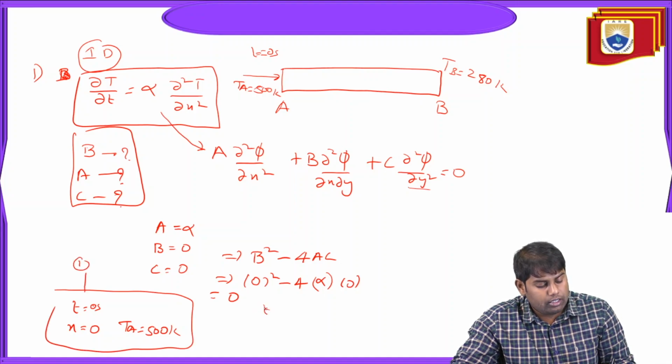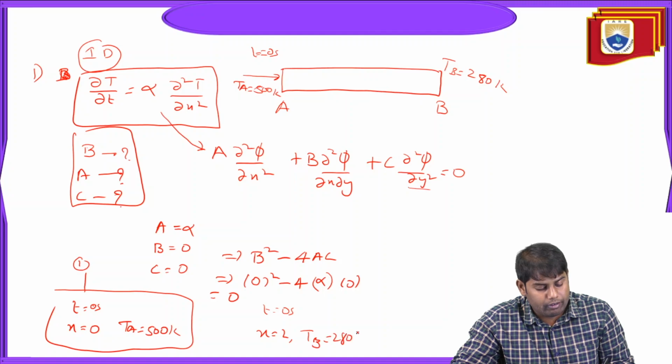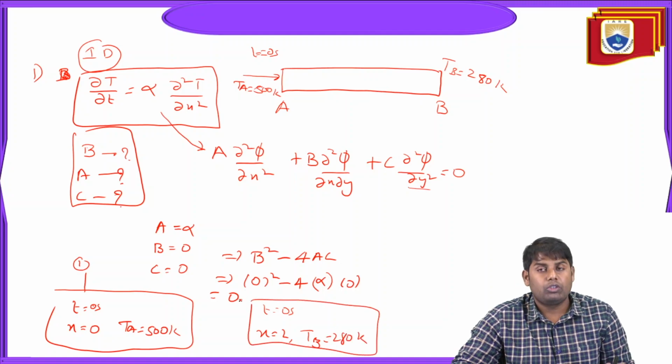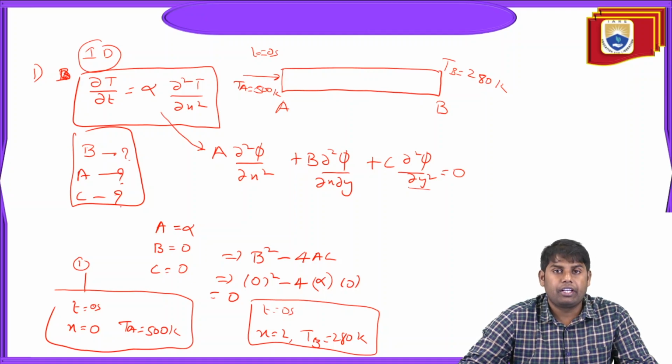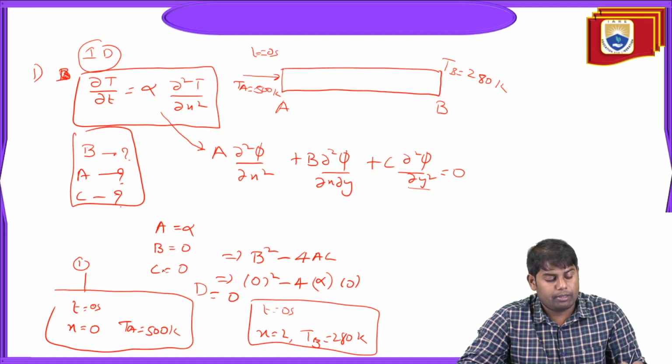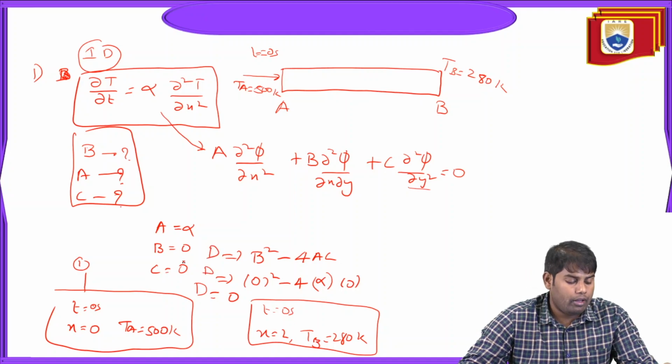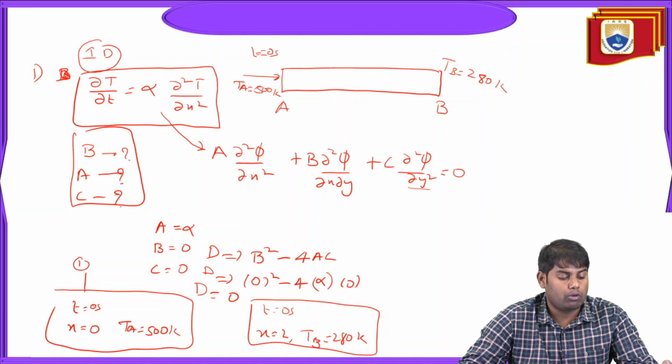Let's say at t equal to 0 seconds, x equal to L, TB is 280 Kelvin. So this is condition 2. In this way we need to give the initialization. So for parabolic equations, where the discriminant is 0, the parabolic equation is basically an initial value problem. That is where we have seen the unsteady heat conduction equation.